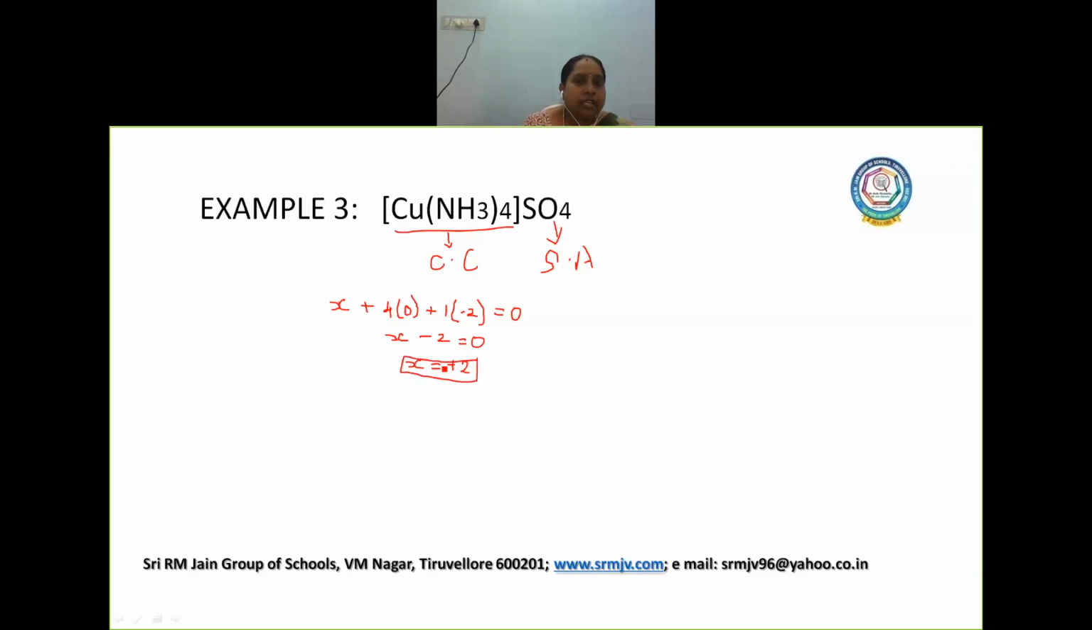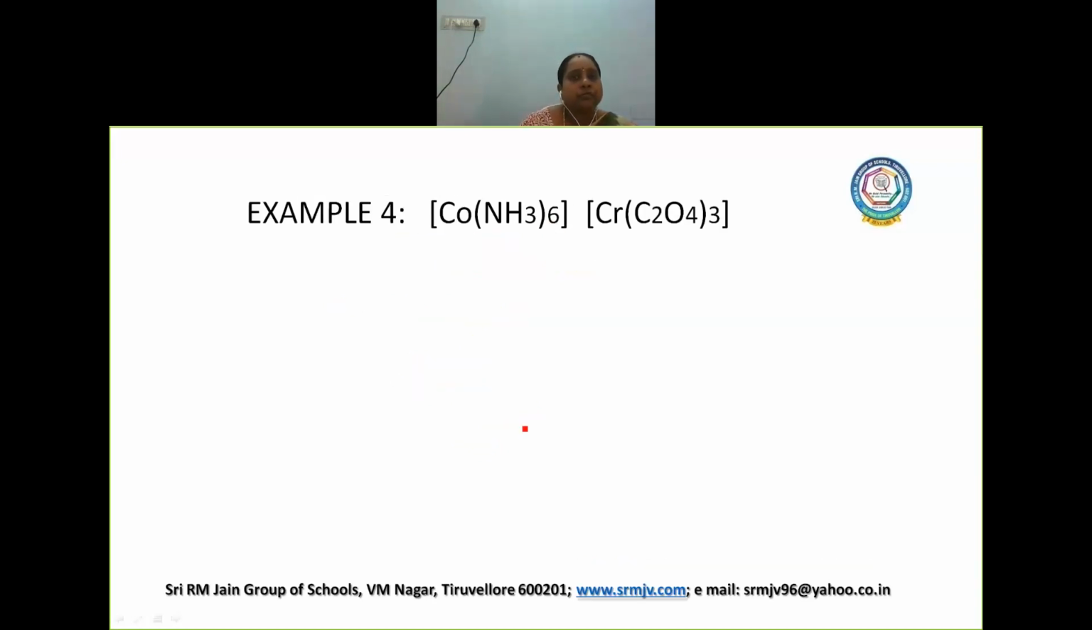Is it clear, children? So now this complex contains copper as the central metal atom. Therefore, oxidation state of copper is equal to 2 plus or +2. Okay, so it can be written as Cu2 plus. Okay, Cu2 plus. This is the oxidation state of copper, right? Now we have another example.